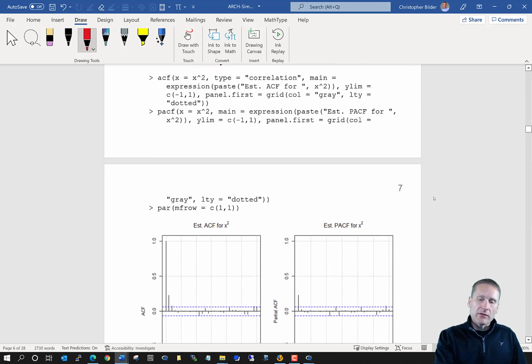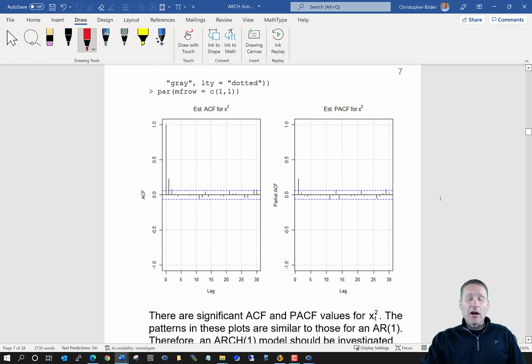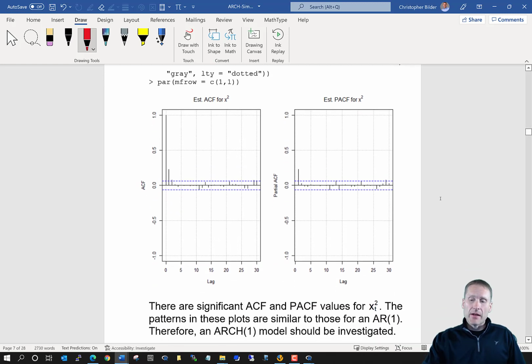And so let's take a look at then the ACF and PACF plot of x squared. Now we're seeing some stuff here. Notice at lag 1 for the PACF, we have a significant value. For the ACF, again, we ignore lag 0. We also have a significant one there and a marginally significant one there.